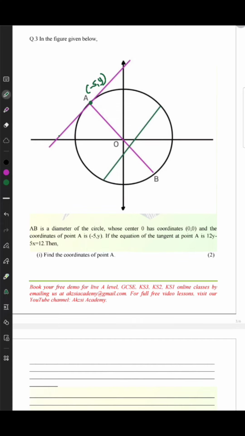So in order to get the value of y, all I need to do is substitute x as negative 5 in the equation of the tangent, because this point is lying on that tangent. Substituting into 12y minus 5x equals 12, x is minus 5, so 12y minus 5 times minus 5 equals 12. So 12y plus 25 equals 12. Bringing the 25 to the right-hand side gives negative 13, and finally y is negative 13 over 12. So that will be the value of y.